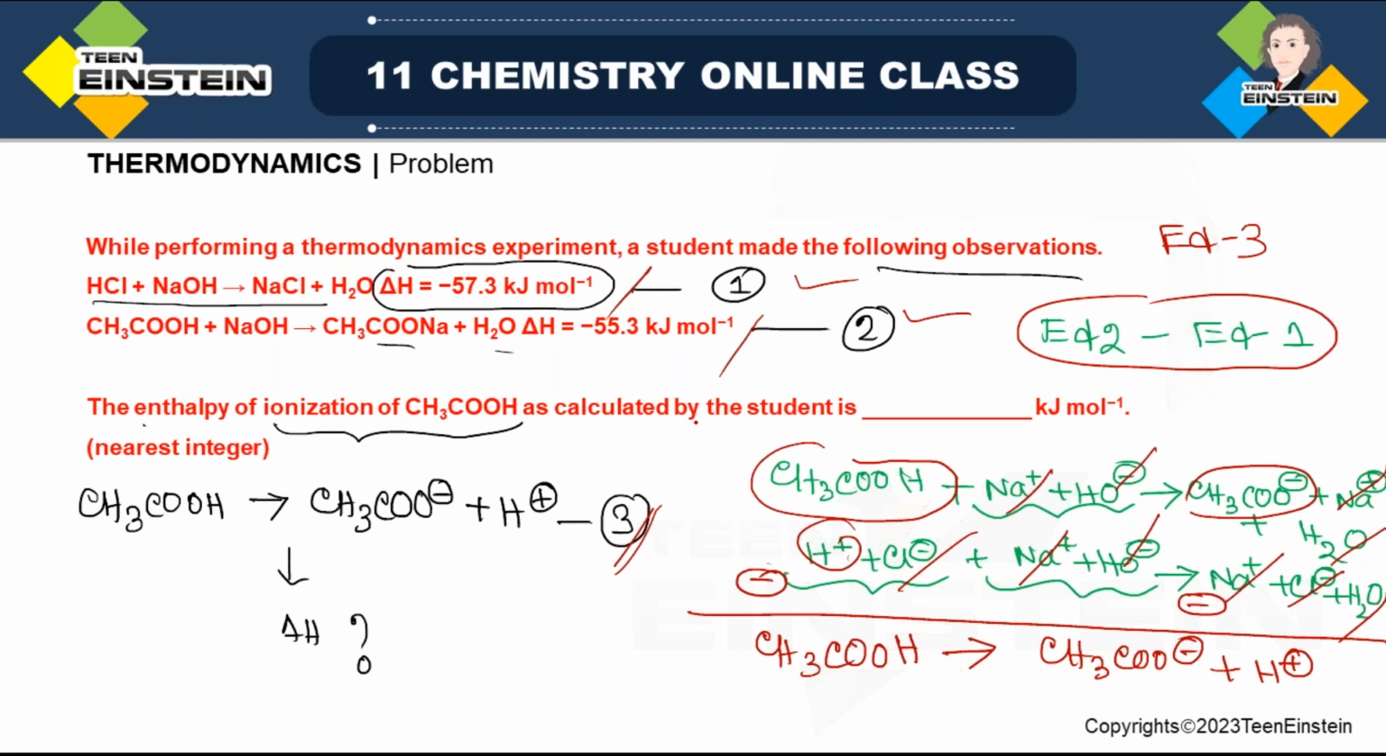So for equation 3, the delta H value should be equation 2, minus 55.3, minus equation 1, minus, then again minus. So these will be cancelled, plus, finally it is 2 kilojoule per mole. So this should be the answer, 2 kilojoule per mole. Fine.